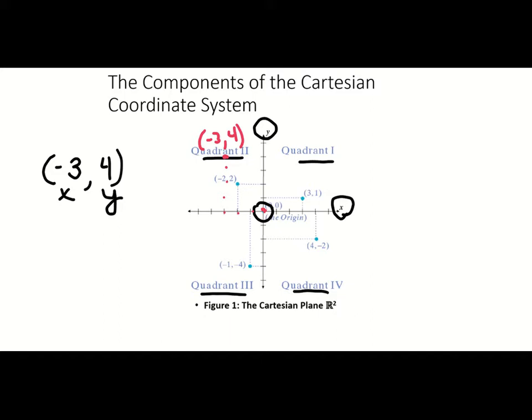And let's see here. I think that is it for the coordinate plane. The other thing, just a reminder, on your x-axis, after the origin to the left, you have your negative numbers. On the y-axis below 0, you have your negative numbers. And then to the right on the x-axis and above 0, you have your positive values.